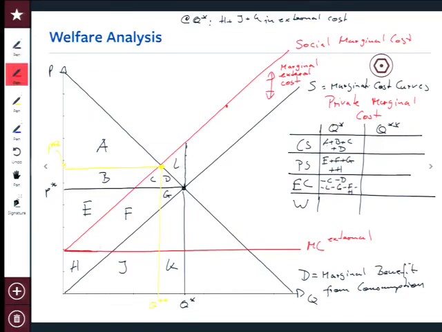So total welfare for the society at Q star is A plus B plus C plus D plus E plus F plus G plus H, minus C, okay, so I'm going to cancel this C out here, minus D, I cancel this D out here, minus L, that's not in here, minus G, minus F, minus H. Okay? So total welfare here is going to be A plus B plus E minus L. That's welfare at Q star.